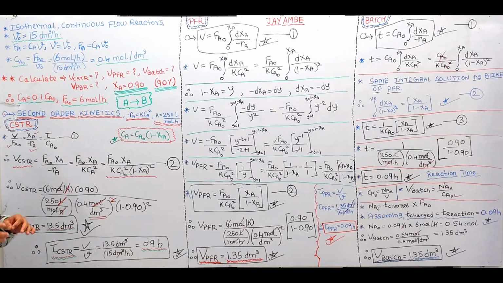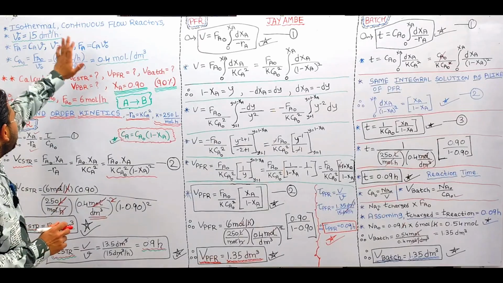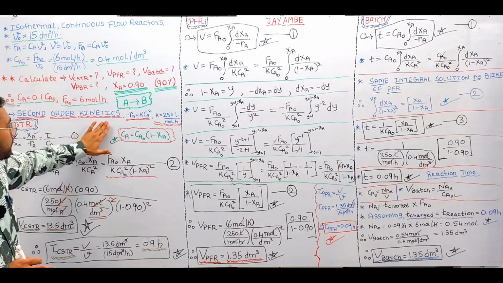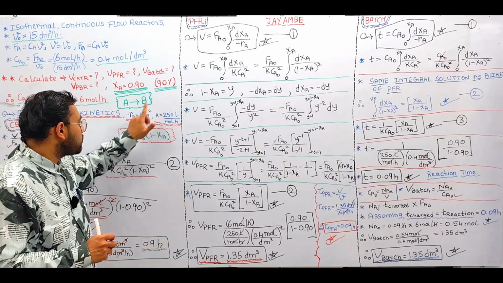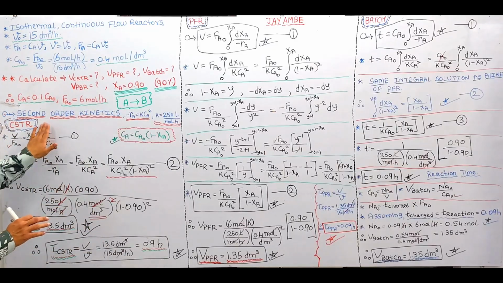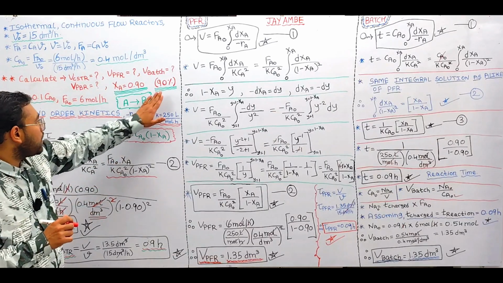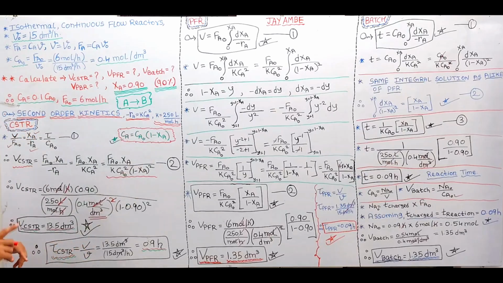Right? Which means, by keeping all the operating parameters constant, we are carrying out the reaction in the CSTR. The reaction follows second order kinetics for the given rate law, minus r_A equal to K C_A squared. So by using the CSTR, in order to achieve the desired conversion we require 13.5 cubic decimeter volume of CSTR to achieve the desired conversion of 90%. Right? I hope you have understood.